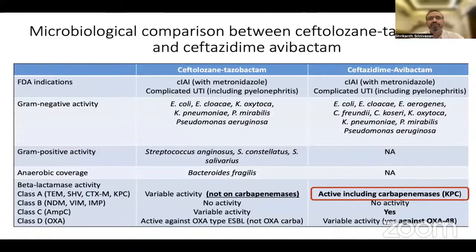So if you were to compare ceftolozane-tazobactam versus ceftazidime-avibactam, novel, old, novel, then we see that ceftolozane-tazobactam has some gram-positive activity, and it has some anaerobic activity as well, while this does not have. This is purely gram-negative. But on the other hand, this has some activity against KPC and variable activity against OXA, whereas your ceftolozane-tazobactam is not effective on carbapenemases at all. It is specifically designed for Pseudomonas aeruginosa and its mechanisms of resistance, its efflux pump and porins and so on.